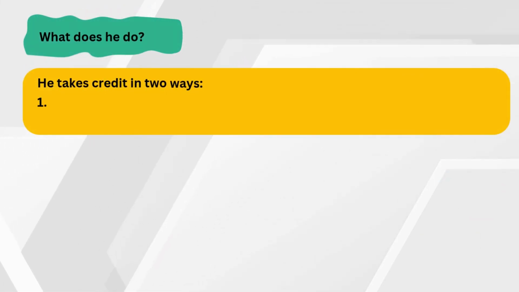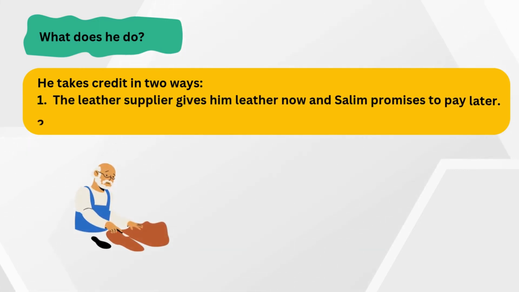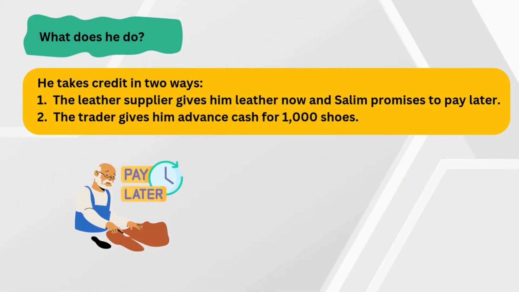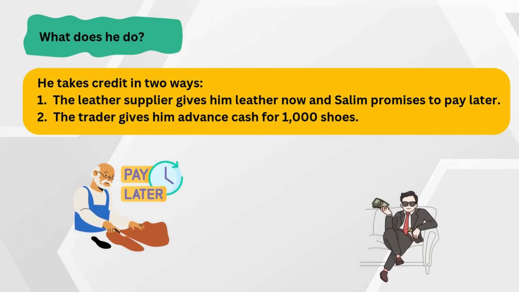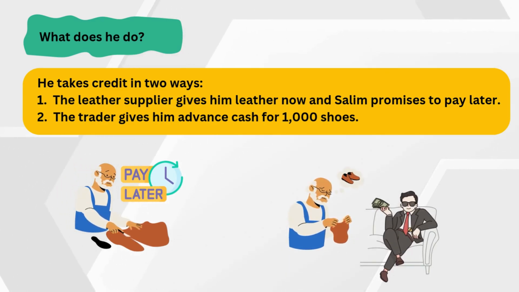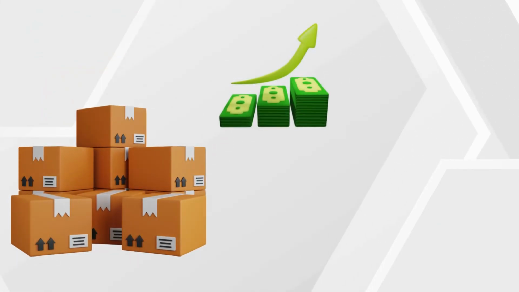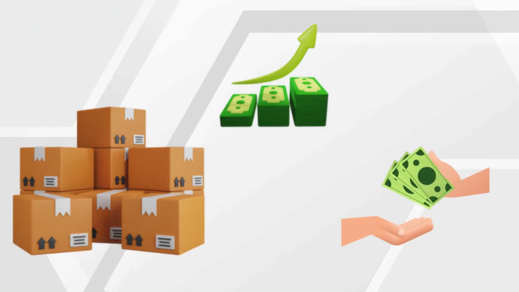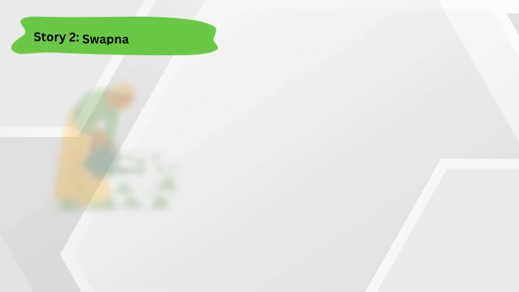He takes credit in two ways. The leather supplier gives him leather now, and Salim promises to pay later. The trader gives him advance cash for 1,000 shoes. With this help, Salim completes the order. He makes a good profit. He repays everyone.